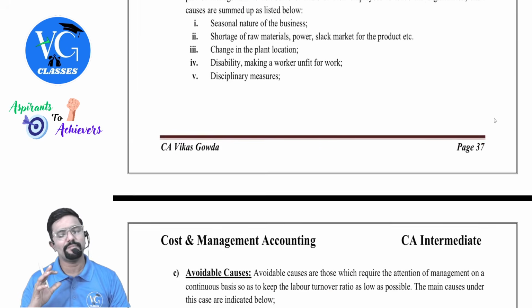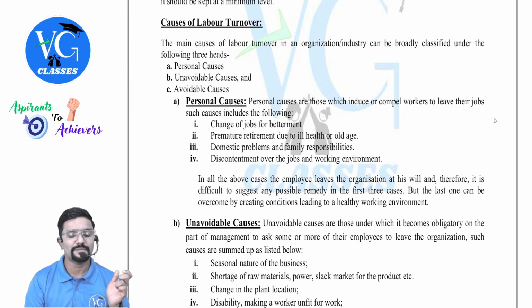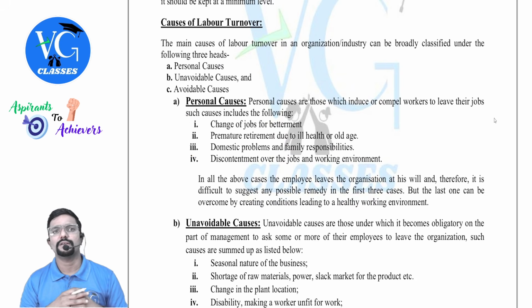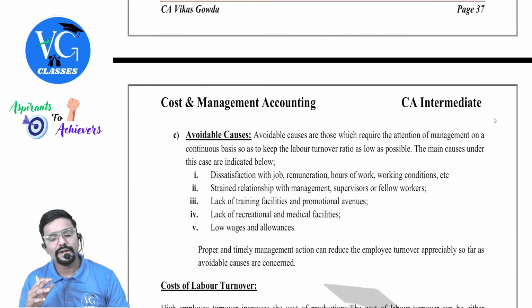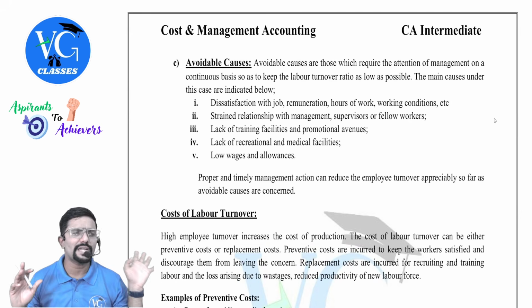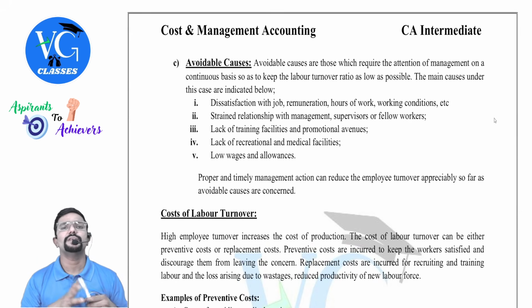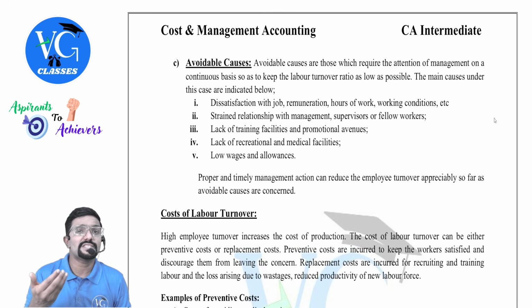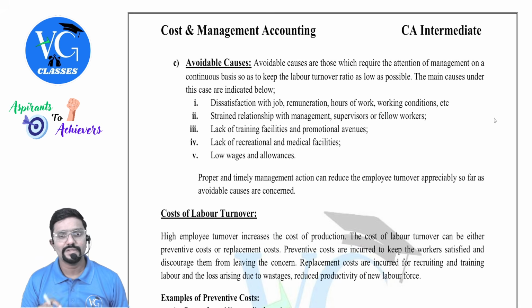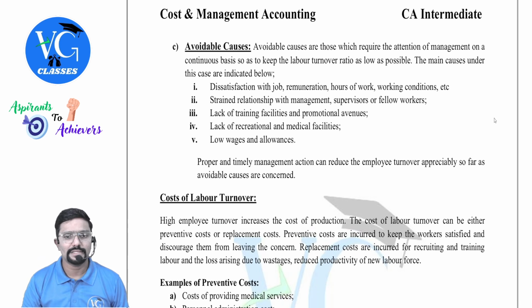See, personal may include the job also, but more of it is personal reasons, like a family problem or his health issues. Whereas when it comes to avoidable causes, the employee is not happy with the job or not happy with the company. So in that case, if the company takes necessary measures, can they avoid the employee leaving the company? Yes. So that is why it comes under avoidable, guys.